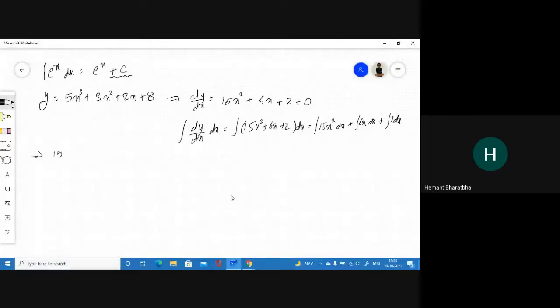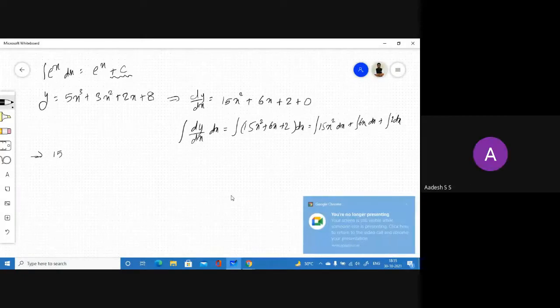Sir, integration limits. Yes, what happened? Sorry to interrupt, sir. The screen is not visible now. Screen is not visible. Sorry, just a minute. Yes, sir. Now is it visible? Yes, sir. Is the screen okay?